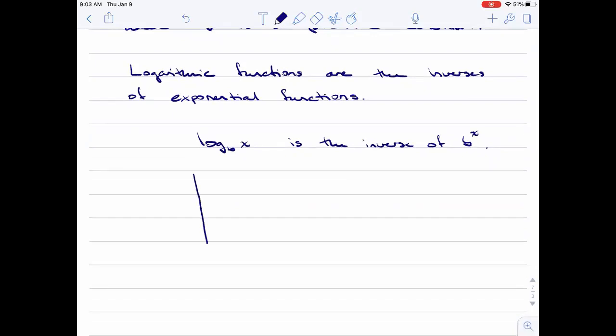And in general, a logarithmic function is going to look like this. Any questions?